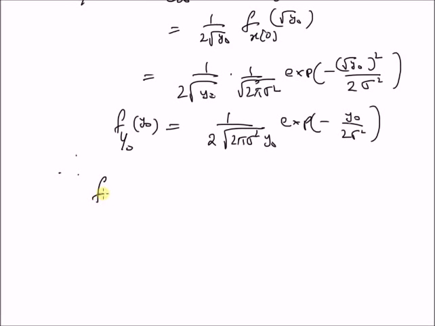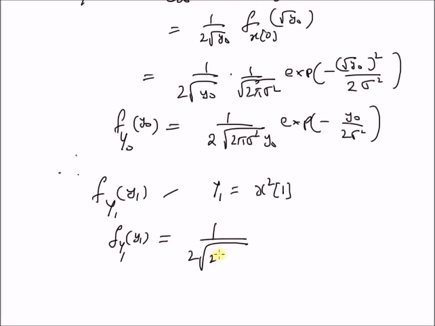Along the same lines, we can also determine the probability density of y1, where y1 is equal to x square of 1. Therefore, the probability density of y1 is equal to 1 by 2 times square root of 2 pi sigma square y1 multiplied by exponential of minus y1 by 2 sigma square. So these equations give the probability density functions of the squares of the observations.